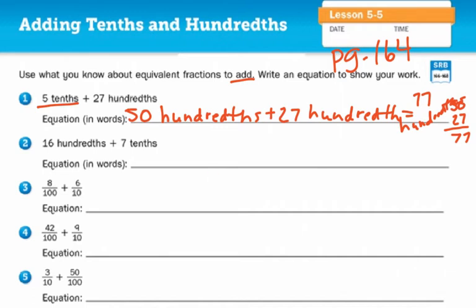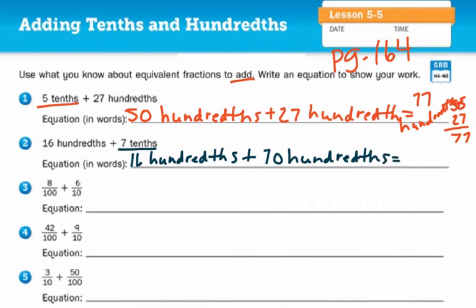All right, let's continue. Number 2, 16 hundredths plus, and let's change 7/10 to hundredths. 7/10 and 70 hundredths is the same, 70 hundredths. Go ahead if you need to add over on the side. Would equal 86 hundredths.